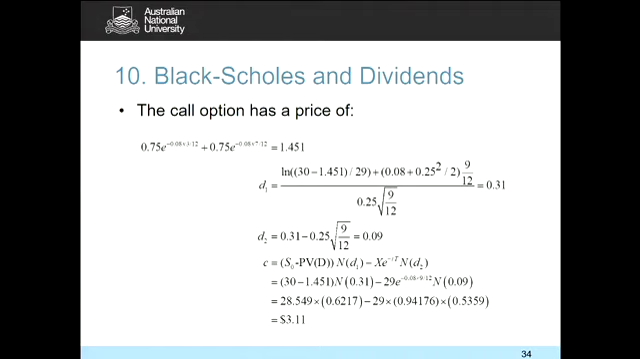And of course, if it's a dividend yield, what do you think you're going to do? You're going to say S0 times e to the power of negative the dividend yield times t. Wherever you see an S0. That's as easy as that.